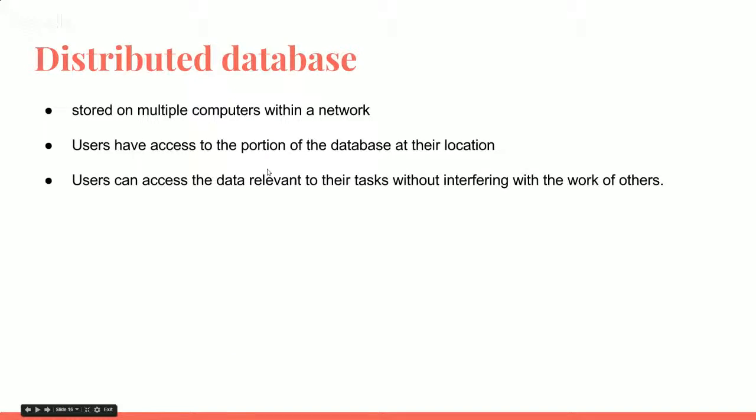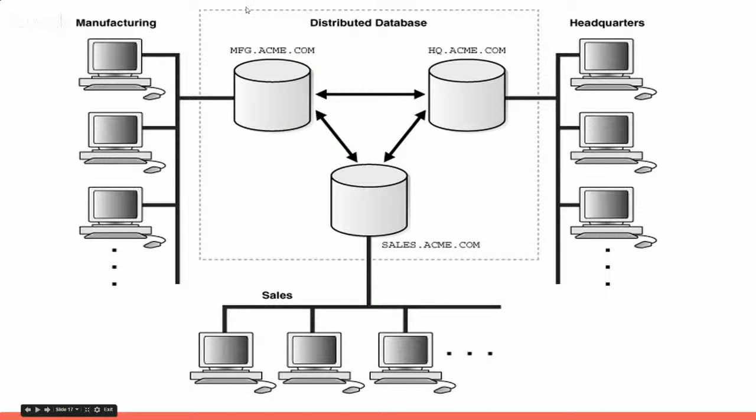The next one is the distributed database. It can be stored on multiple computers within a network. Users have access to the portion of the database at their location. Users can access the data relevant to their tasks without interfering with the work of others. This picture shows how the distributed database works.